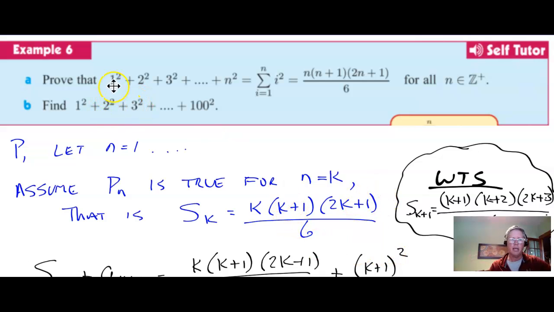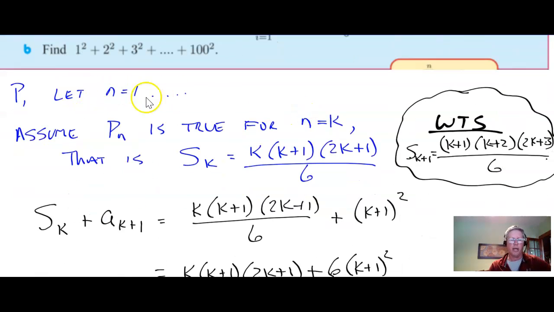Okay, so we're going to prove that if I add up all the squares, I can use this formula. So if I wanted to add up the first 10 perfect squares, 1 squared, 2 squared, all the way up to 10 squared, I could just plug in 10 into this equation and I'd find the sum. I think. Let's prove that it works.